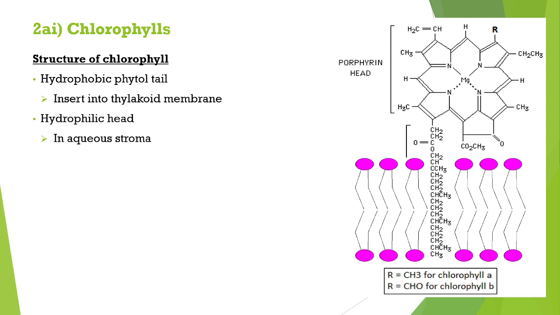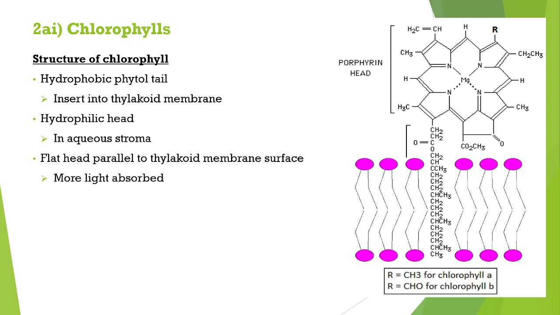The head structure, also called a porphyrin ring or porphyrin head, is somewhat hydrophilic, because there is the presence of oxygen atoms, nitrogen atoms, and also an ion, a magnesium ion in the center. The charge is not shown, but it's a magnesium ion, not a magnesium atom, in this picture. So it is somewhat hydrophilic, so it will be able to interact with the aqueous environment in the stroma. So the head is actually found in the stroma.